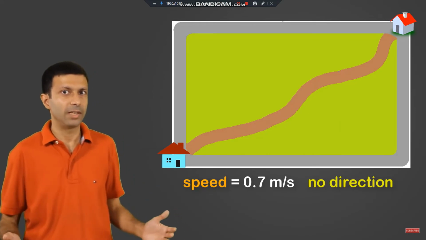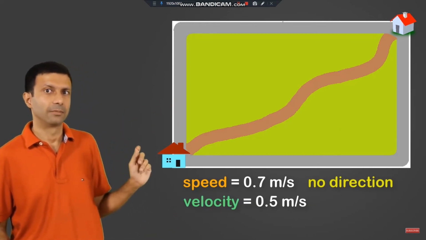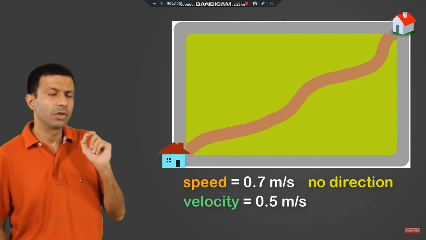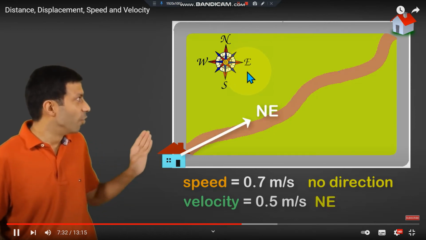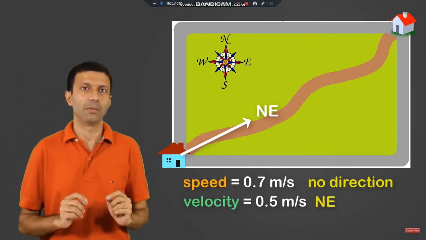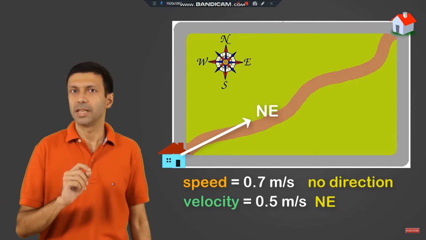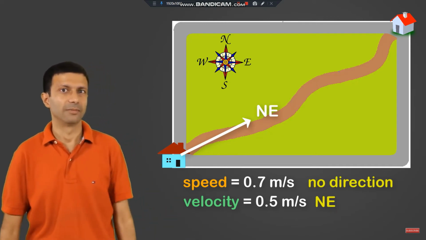What was our velocity? That's right. Velocity was 0.5 meter per second. So what is the direction of the velocity here? Northeast. Thank you, northeast, because the displacement is along the northeast direction. So the complete answer of velocity will be 0.5 meters per second northeast, because it's a vector quantity.